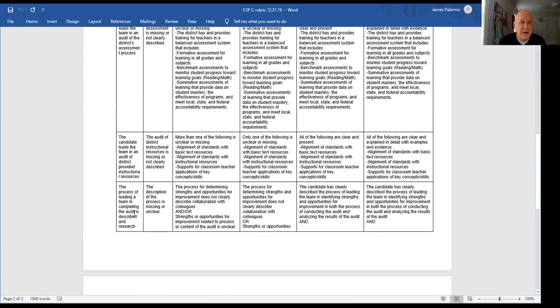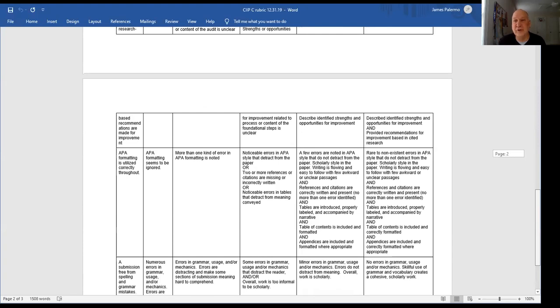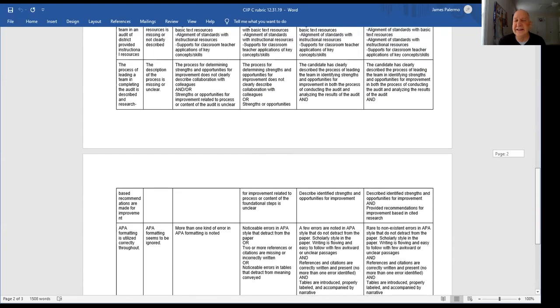You'll look at the process of leading the team in the audit. You've examined curriculum and assessment and instruction. Lead the team now to identify strengths and weaknesses once again. Strengths and opportunities is the way it's framed here. And then you will lead the team in sharing these recommendations with others.